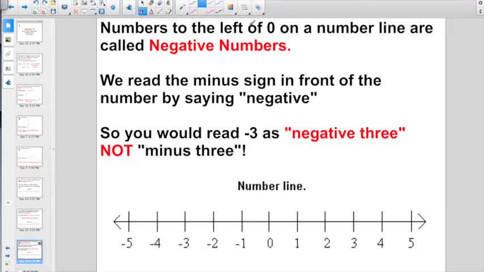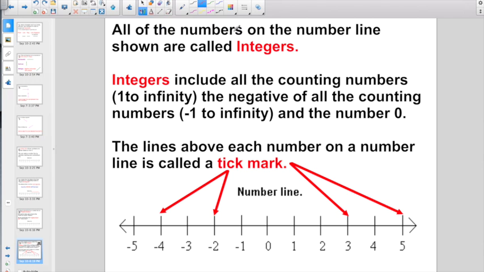So numbers to the left of 0 on a number line are called the negative numbers. We read the minus sign in front of a number by saying the word negative. So you would read this as negative 3, not minus 3. And all of the numbers on the number line shown are called integers, another fancy word that essentially means numbers. But what numbers are we talking about?